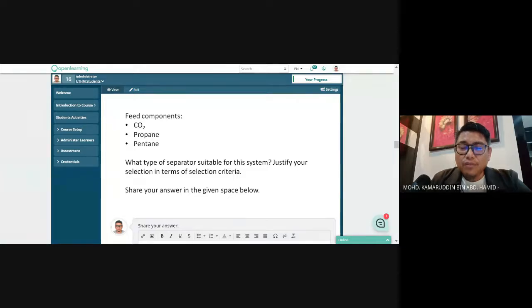Okay, first you start with flash. You simulate. Okay, you can recover CO2. Totally you can recover CO2. Then that is the choice.